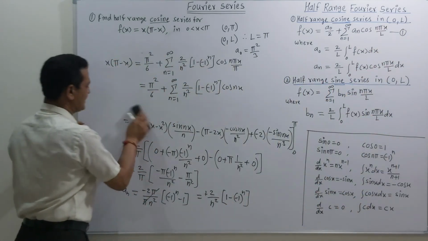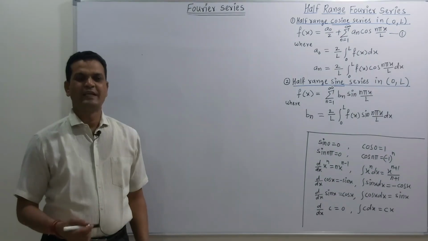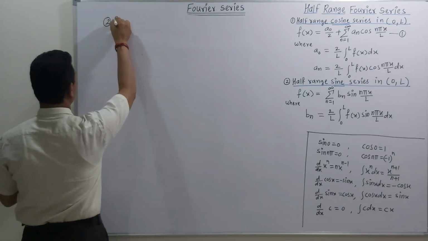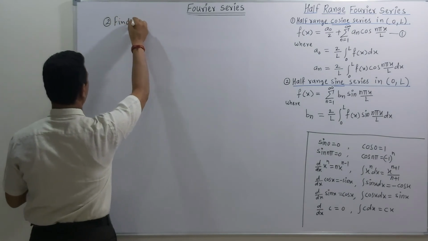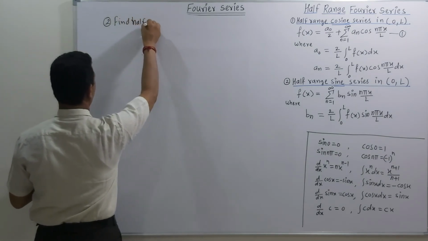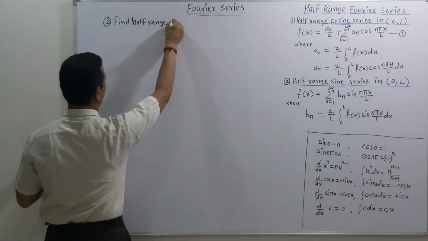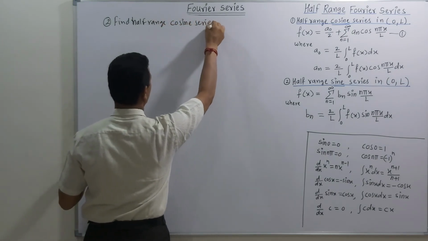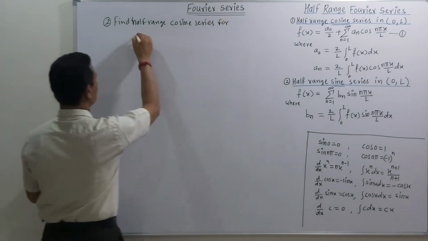Let's solve the second example. Now friends, let's take the second example. Second example is find half range cosine series for the function.